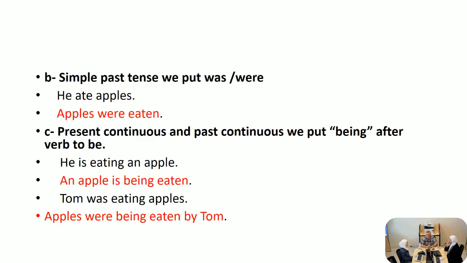Ms. Maha. With the simple past tense, we put was or were. He ate apples, so we move the object to the beginning of the sentence: apples were eaten. When we have present continuous and past continuous, we put being after verb to be. He is eating an apple becomes an apple is being eaten. Tom was eating apples. Apples were being eaten by Tom. Here the subject is known or is definite, so we put it at the end of the sentence preceded by by.